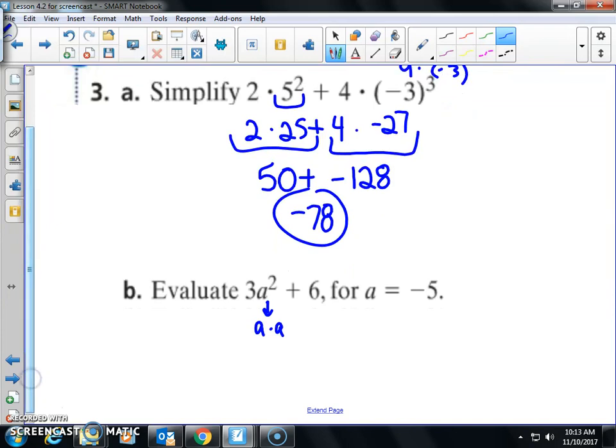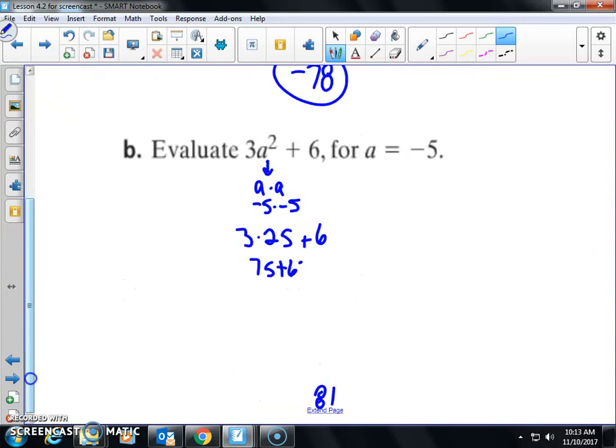And down here, a times a, negative 5 times negative 5 is positive 25. 3 times 25 plus 6. 75 plus 6 equals 81.